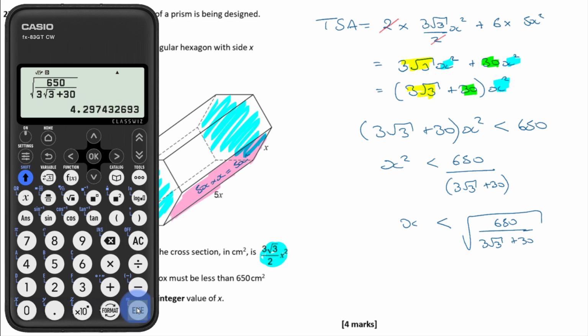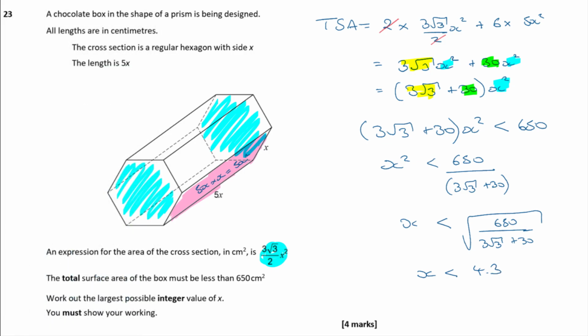Okay, I make that 4.297. So I'm just going to round off to 4.3. So x needs to be less than 4.3. So given that I want the largest possible integer value of x, that's the whole number value, the largest whole number which is less than 4.3, it's going to have to be x is 4 then, isn't it? So that's my solution. x is going to be equal to 4.